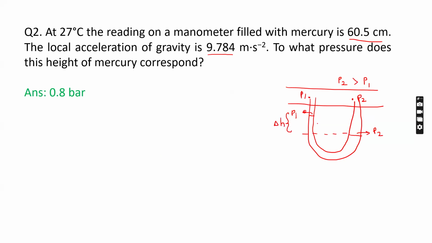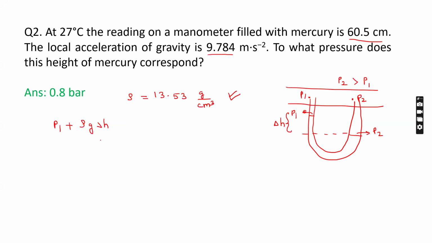And this is mercury. So mercury, we have the density rho is equal to 13.53 grams per centimeter cube. This is a very well-known density, and generally everyone knows. So we can say P1 plus rho g delta H is equal to P2.